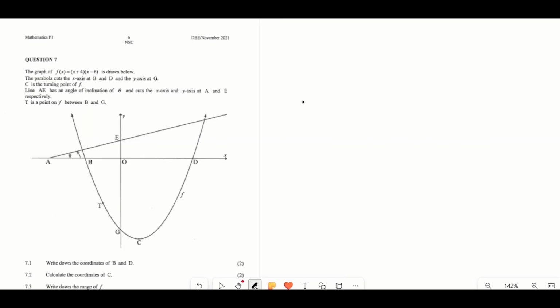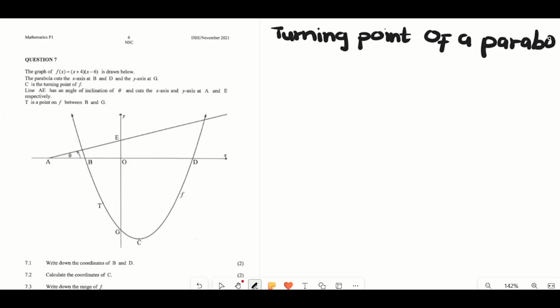Let's look at one more past paper. This one is November 2021 NSC paper 1 question 7. All right, let me just write here so that we are aware that we are focusing on the turning point of a parabola. We're still on the turning point of a parabola. Everything we've discussed in this video is about the turning point of a parabola.